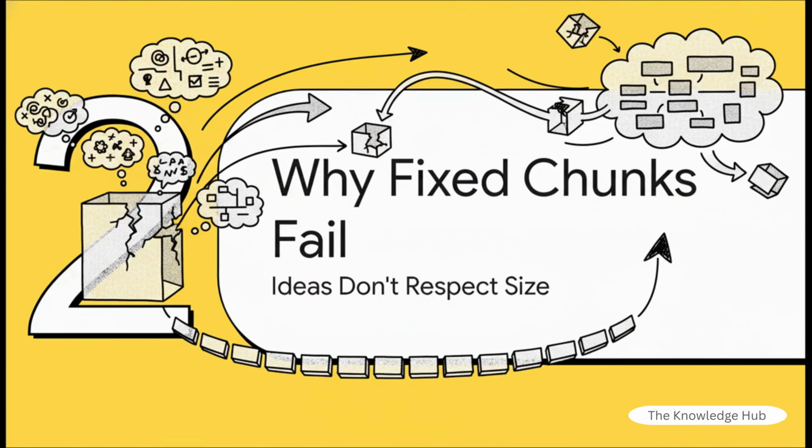The core problem is actually beautifully simple. Ideas don't care about your character counts. You see, a document isn't just a long string of words. It's a carefully structured collection of ideas, paragraphs, and sections. And using a fixed-size chunker just completely, and I mean completely, ignores all of that.